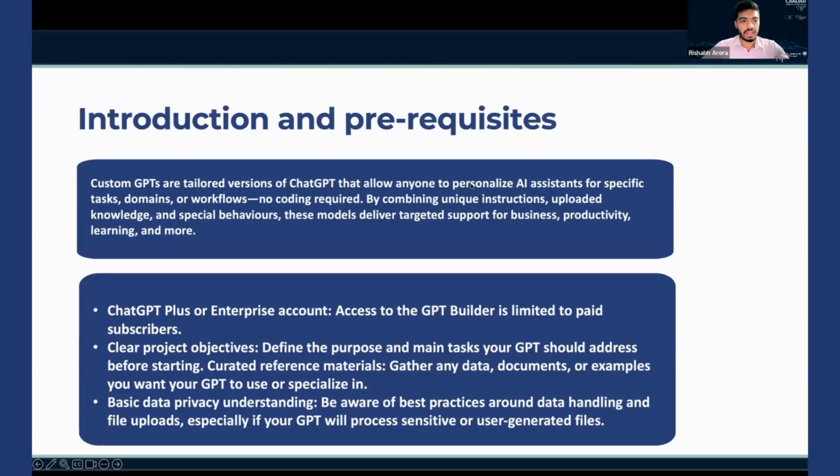And then the next thing that is important is a clear idea of what we want to achieve with our GPT, what tasks it should focus on, any helpful documents that we may have, existing data, or examples for our use cases, so that our GPT can learn from those and take them as a reference. And then lastly, we need to have a basic understanding of data privacy to make sure we are handling all our data and user files safely. So once we have all of this ready, we're all set to create a custom assistant that will work just the way we need it to.